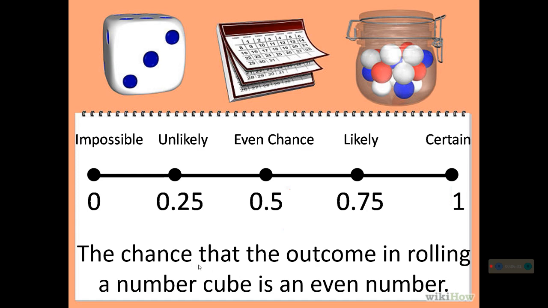Next, the chance that the outcome in rolling a number cube is an even number. Your answer here is even chance, because if you have the number cube, we have 1, 2, 3, 4, 5, and 6. Since the statement says even number, you will have 2, 4, and 6. So 3 out of 6. When we reduce to lowest terms it is 1/2, and changed to a decimal it is 0.5.